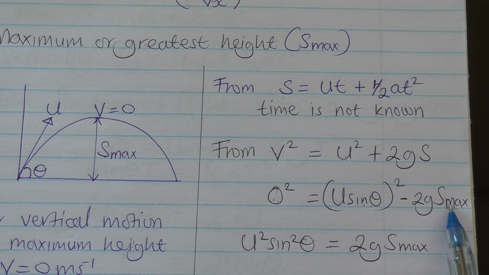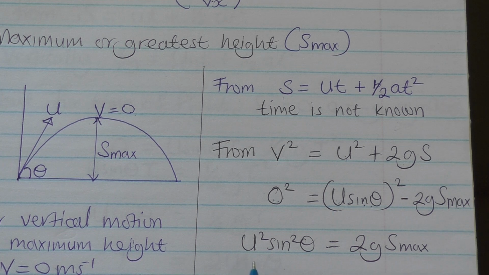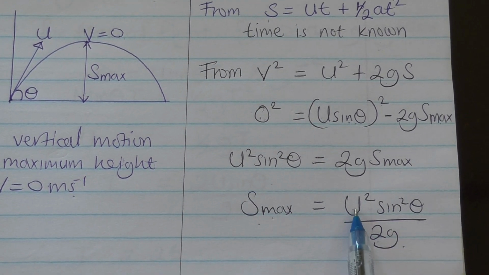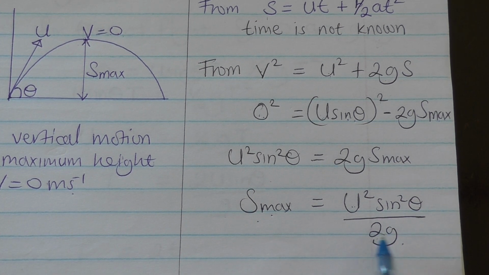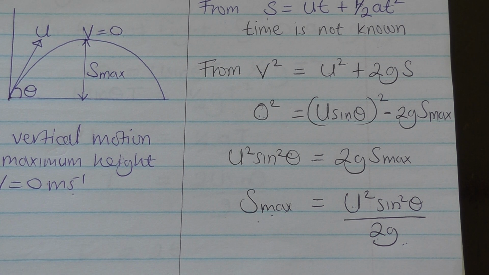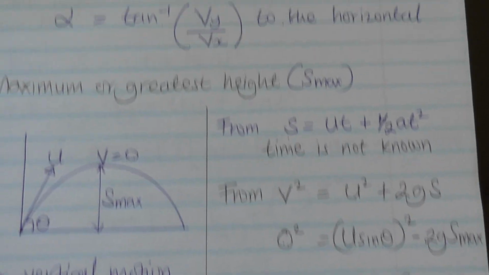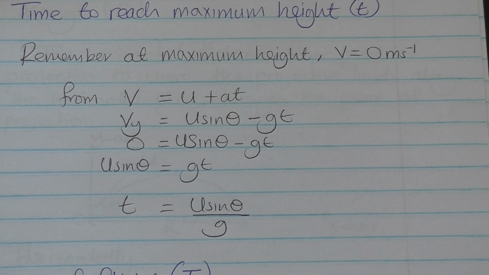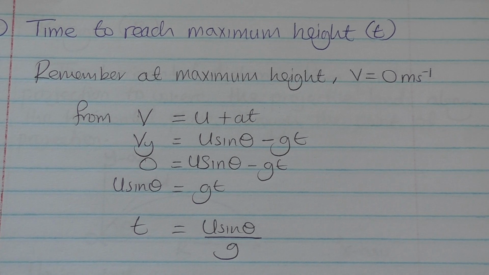It is S max that we want, so we shall make it the subject, whereby S max, or the greatest height, is given as u squared sin squared theta over 2g. So that's how we get the maximum height reached. Then from there, we shall be looking at how to get the time to reach maximum height.